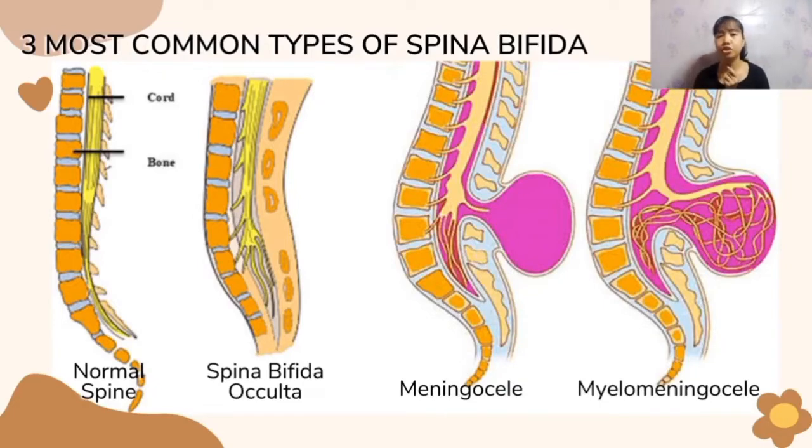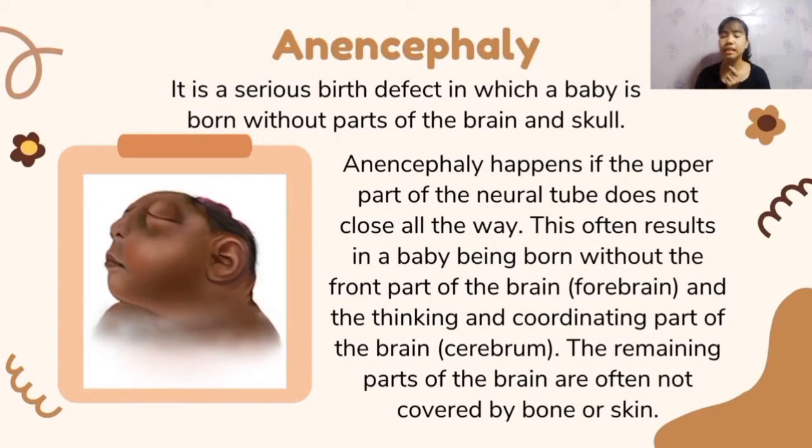Another common type of neural tube defect is anencephaly. It is a serious birth defect in which a baby is born without parts of the brain and skull. As the neural tube forms and closes, it helps form the baby's brain and skull, spinal cord, and backbones. Anencephaly happens when the upper part of the neural tube does not close all the way. This often results in a baby being born without the front part of the brain, or the forebrain, and the thinking and coordinating part of the brain, which is the cerebrum. The remaining parts of the brain are often not covered by bone or skin when a baby has anencephaly.